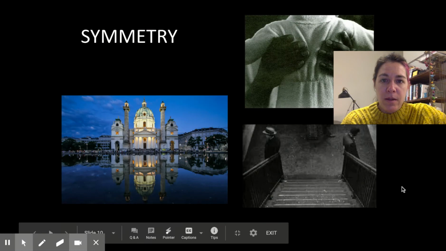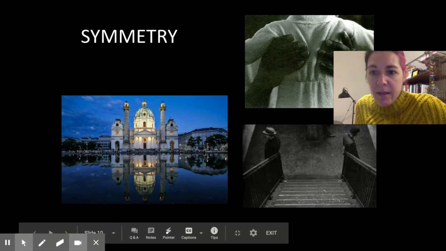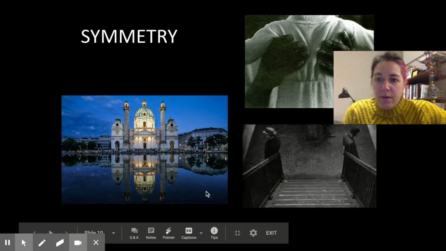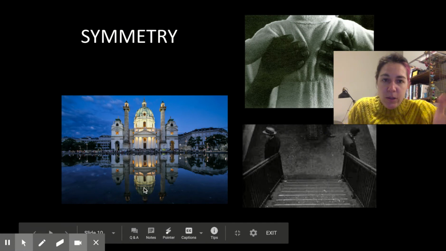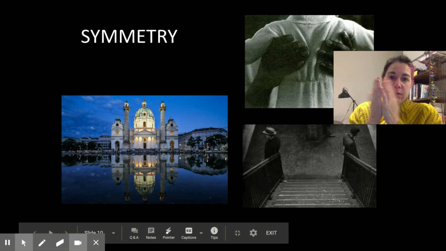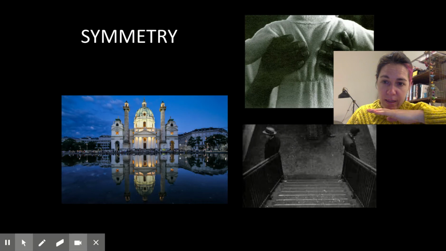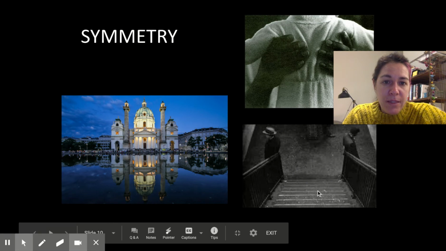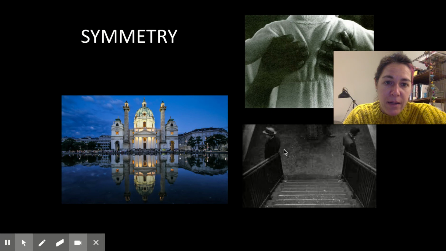So here's another couple of shots. That photo of that building is perfect symmetry, because if you split it down the middle and fold it in half, the building is reflected on both sides equally. Same if you cut it in half horizontally, because of the reflection of the building in the water, you also have perfect symmetry. Same with this staircase. If you shoot directly down that staircase and cut it in half, because there's a man at the bottom of the staircase on both sides, it's equally balanced.